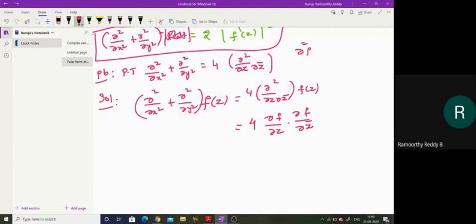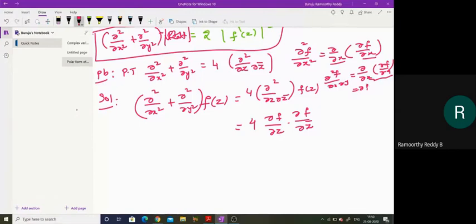See, ∂²f/∂x² we can write as ∂/∂x of ∂f/∂x. It is clear. So these are the same, therefore we can write ∂²f/∂x². And ∂²f/∂x∂y means you write ∂/∂x of ∂f/∂y. So these two are unequal, therefore we write ∂f/∂x into ∂f/∂y, that means ∂f/∂z into ∂f/∂z̄. Now see, what is z?